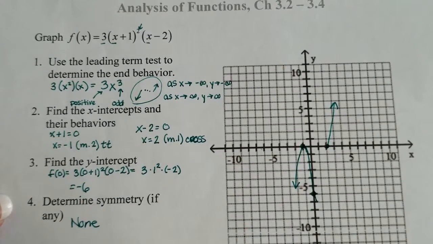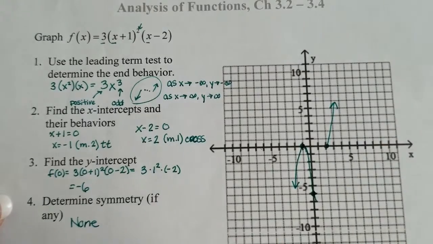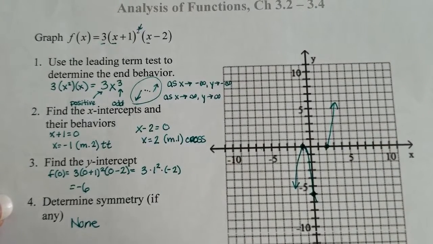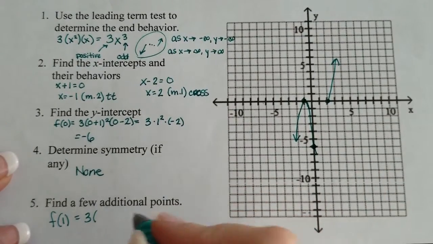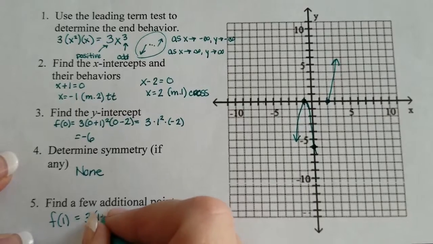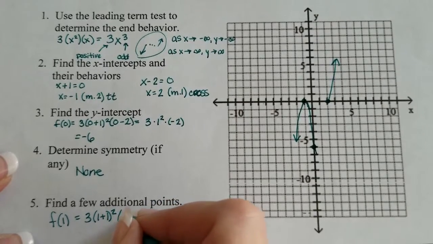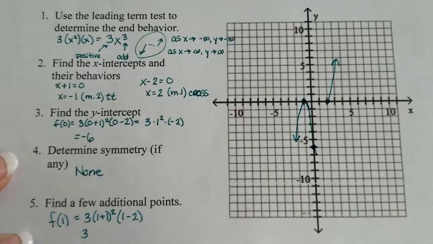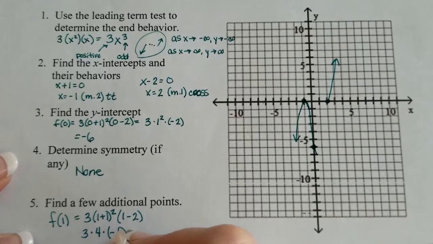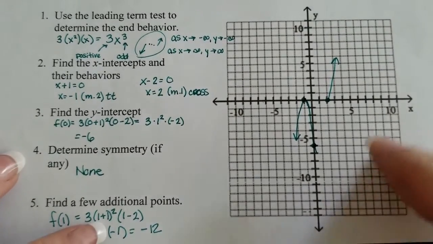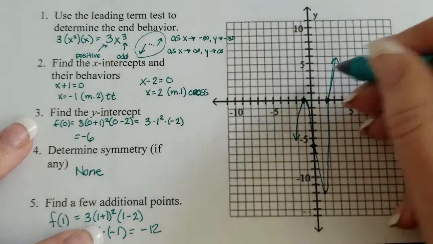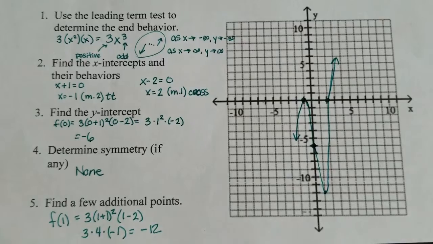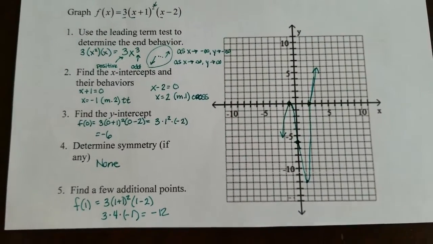But let's find an additional point. Kind of want to know this f of 1. So I'm going to take 3 times, so that you can see it, 3 times 1 plus 1 squared times 1 minus 2. So we have 3, 1 plus 1 is 2, 2 squared is 4, and we're going to multiply that by negative 1. So that's going to be negative 12. That's pretty close to where it's going to fall. Somewhere around there when we come up. And that's a very good sketch of this function.